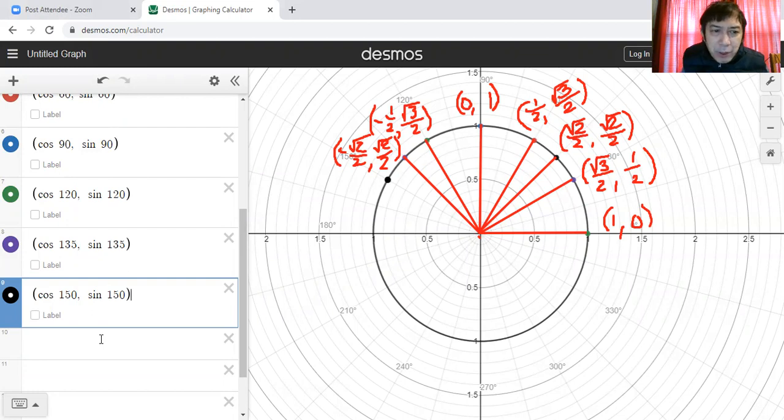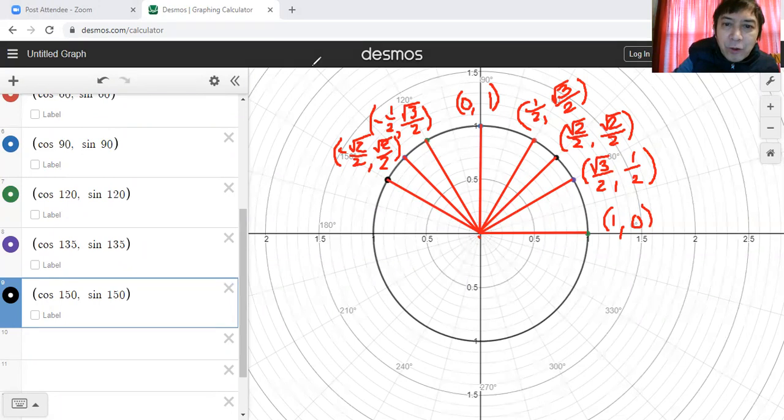All right. So this will now be for 150 degrees at the second quadrant. The terminal side will be at the second quadrant, so we shall draw the terminal side there. And the coordinates of this will be, of course, negative for the x and positive for the y.